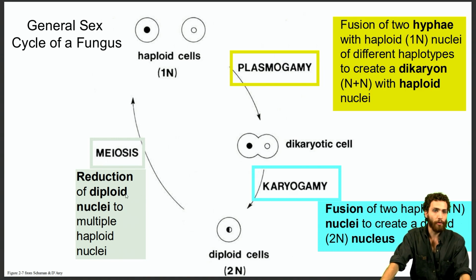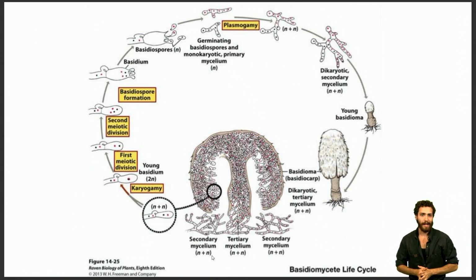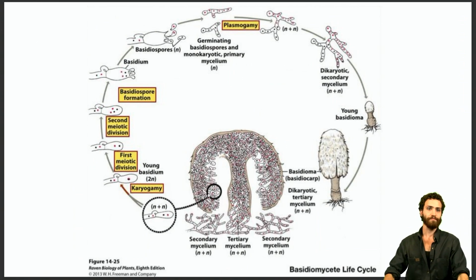So here we are not depicting conidia. We're not depicting asexual spores at any point in this life cycle. This is primarily depicting the sexual life cycle. And there's some vegetative part of the life cycle here, but the sexual life cycle of an Ascomycete or a Basidiomycete. So here we have a Basidiomycete life cycle.